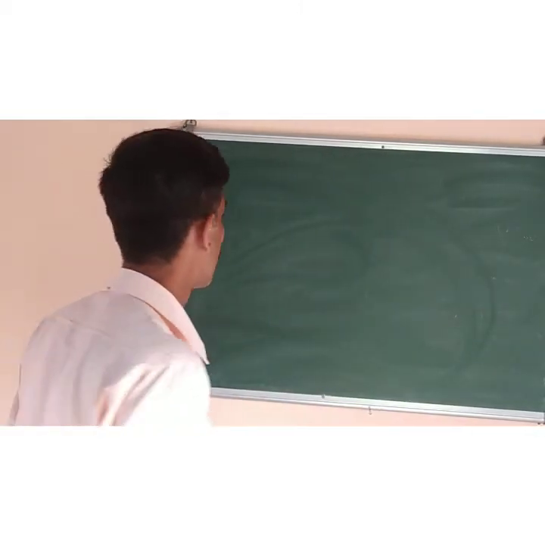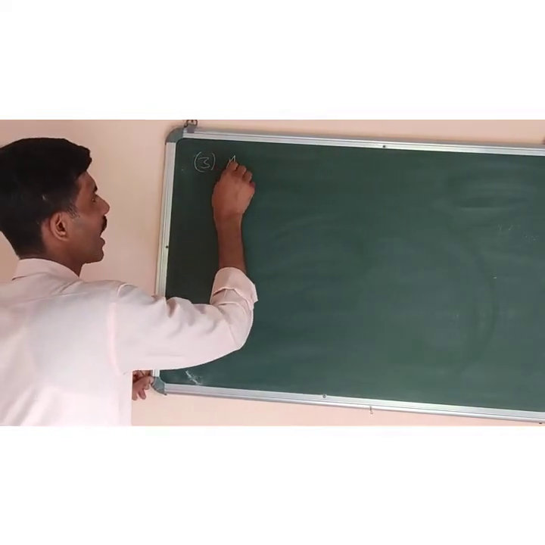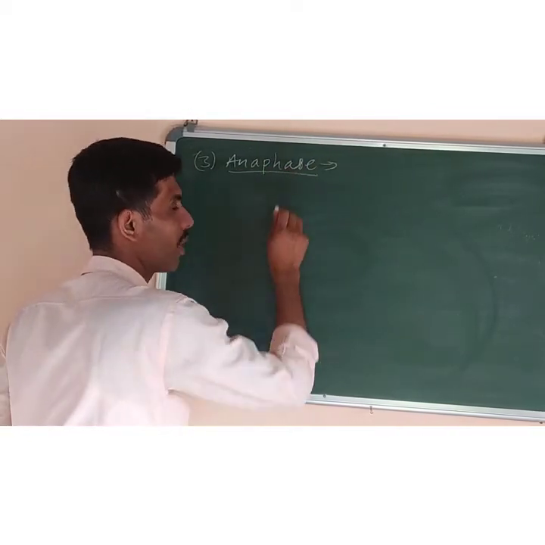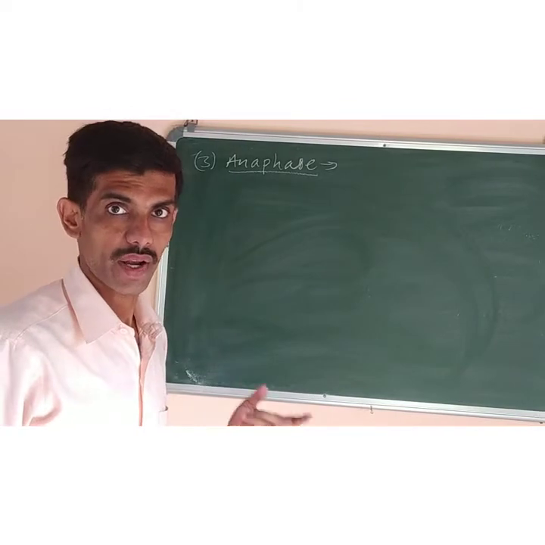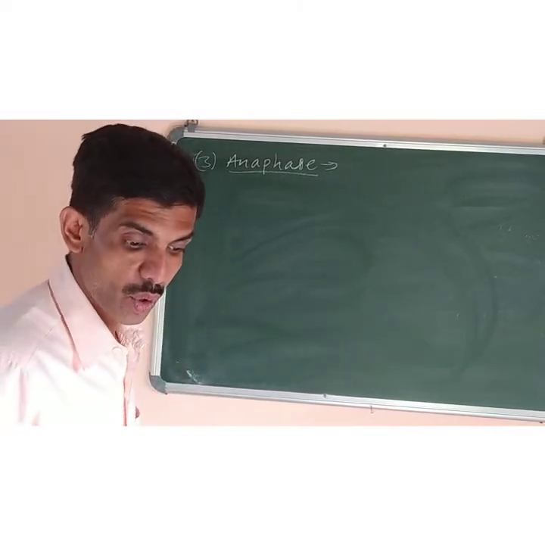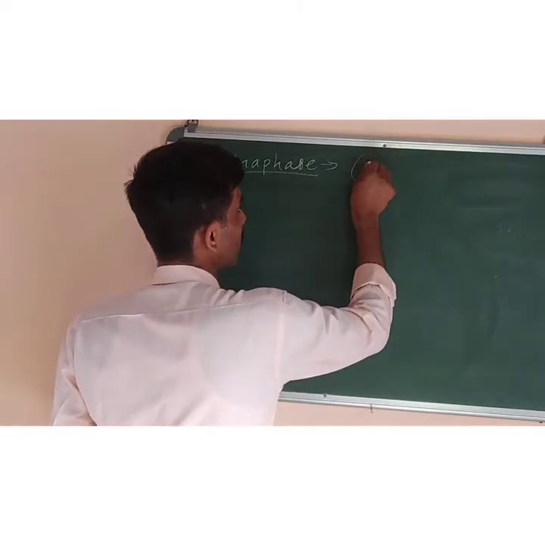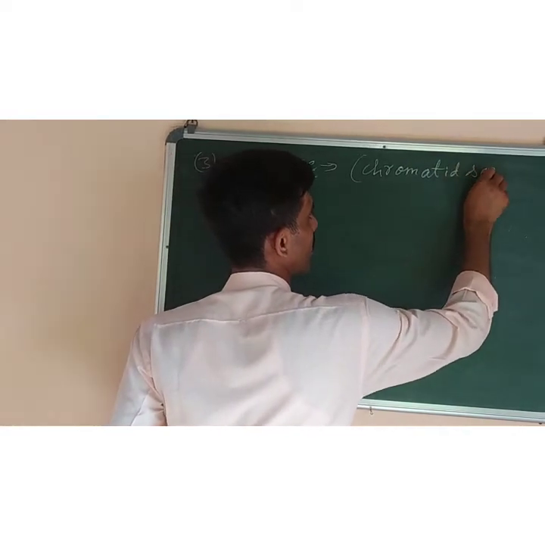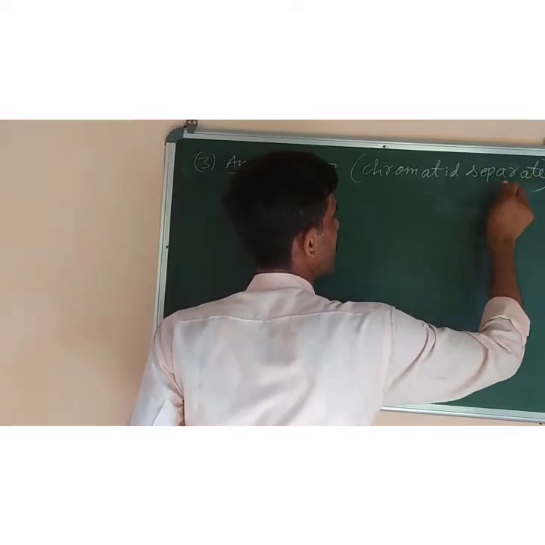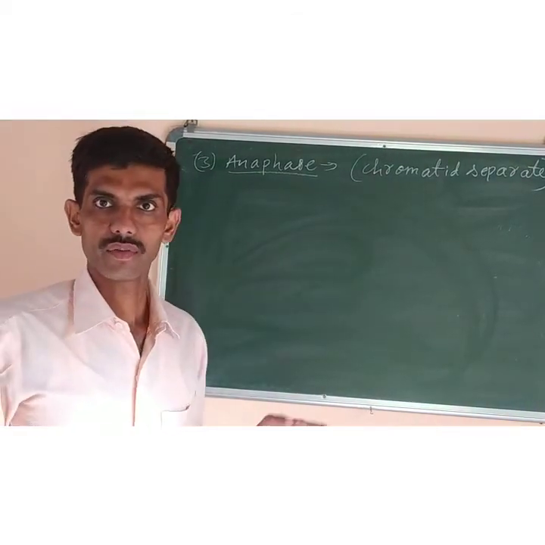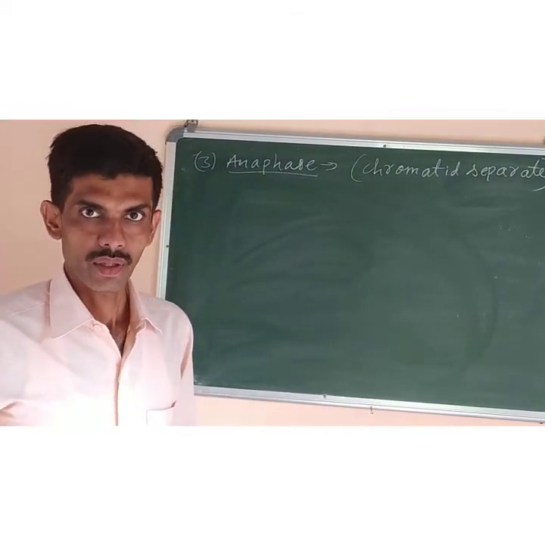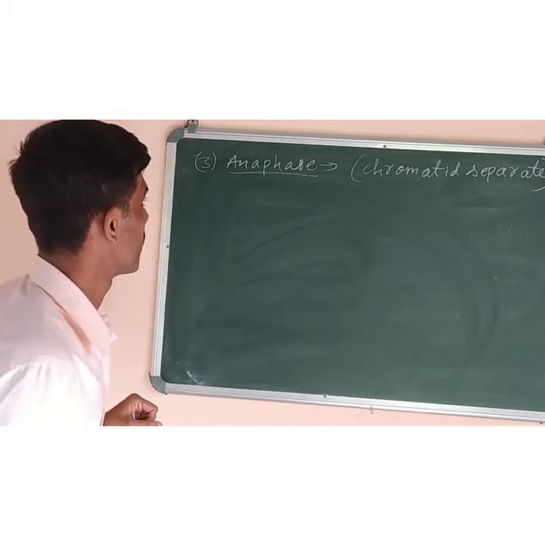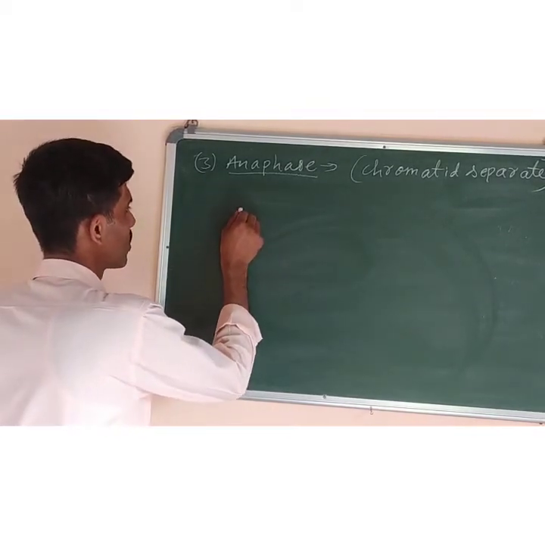Okay, so the next stage we have to do is the third one, that is anaphase. Now, what are the important characteristics of the anaphase stage? What happens during this? I will write it. Chromatids separate. What is a chromatid? Chromatids are formed from the chromosomes only. Now, one by one, along with the diagram, we'll try to learn the important events which occur during anaphase. First, let's draw the diagram.